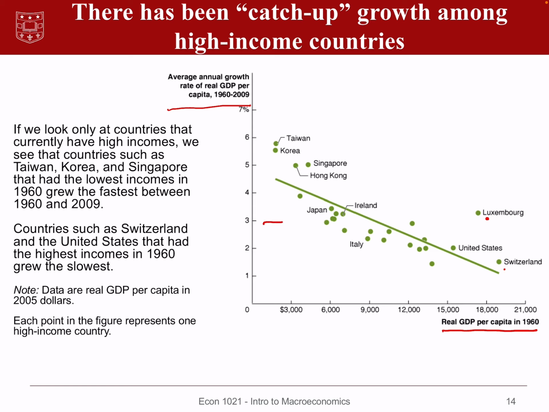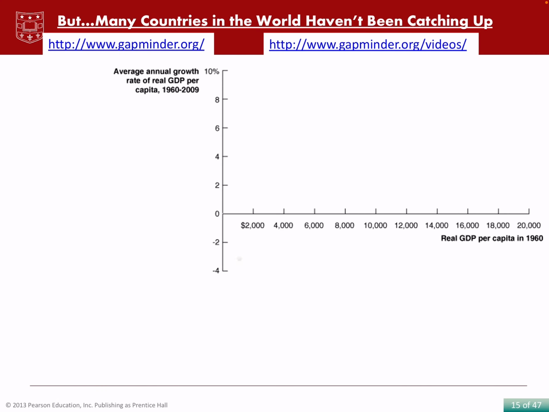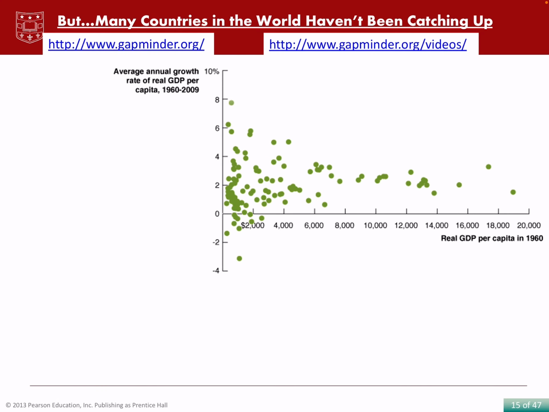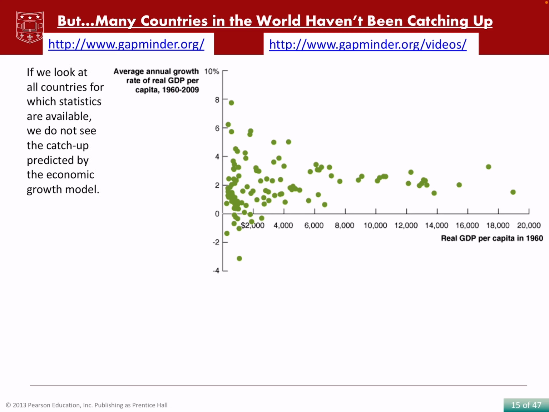Whereas you look at Japan and Ireland, but particularly Taiwan, South Korea, Singapore, Hong Kong, were relatively poor economies in 1960, and they had among the highest growth rates over this period from 1960 to 2009. So that really suggests great optimism about the prospects for alleviating poverty in the world. However, and there's always a however, we need to qualify this.